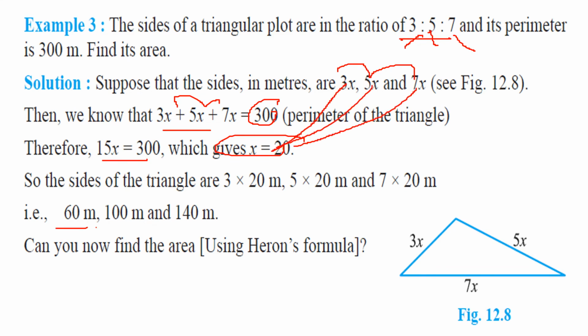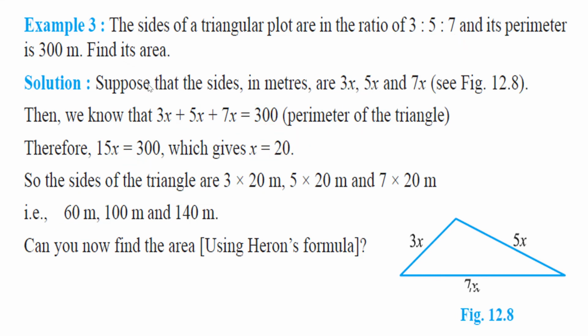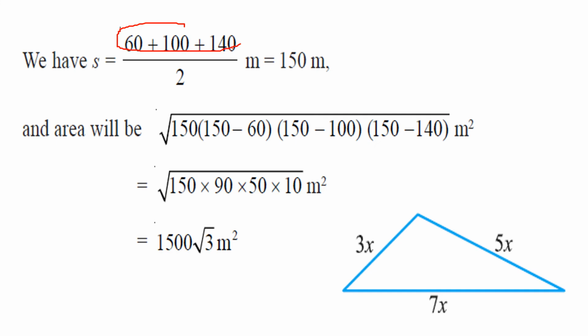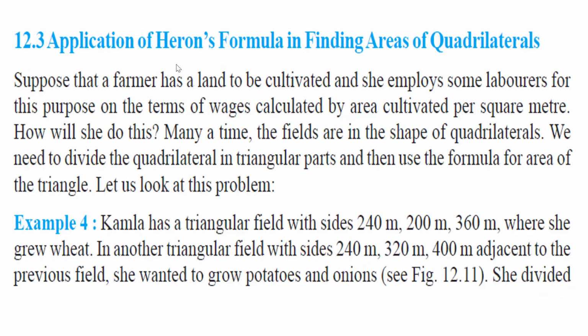So these are three sides, right? We have to find out the area. Now let us use Heron's formula. So S will be a plus b plus c by 2. Now we have S into S minus a, S minus b, S minus c, under root. This is the area.